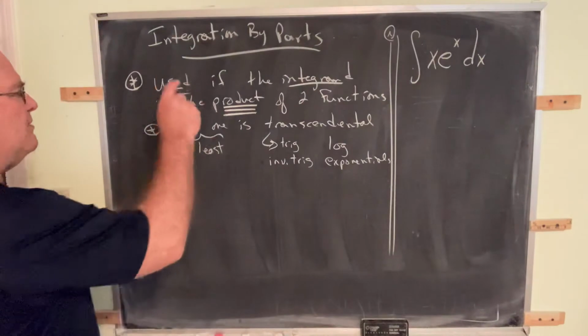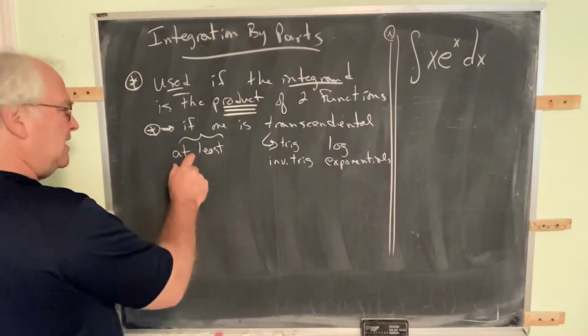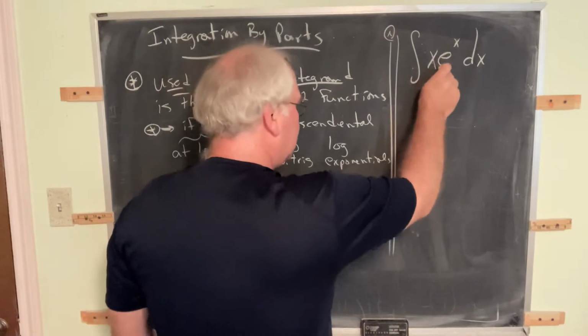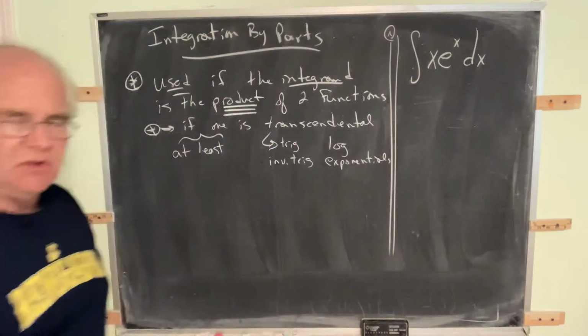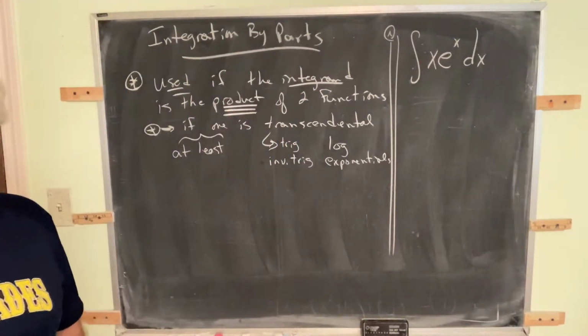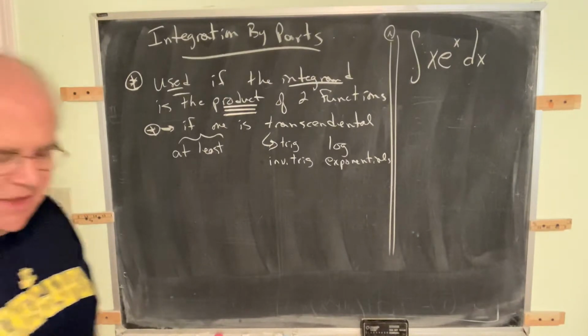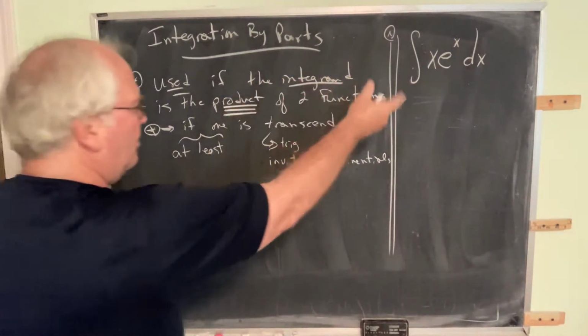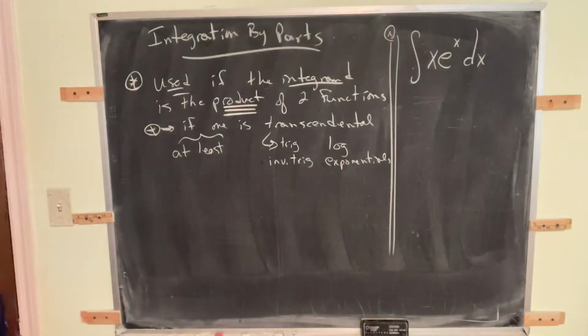And so if we have the product of two functions, at least one of which is a transcendental function, well, I have x times e to the x. That's an exponential function. This is a prime candidate for integration by parts. As I said, this is the archetype. Almost everyone does this in Calculus 2 to illustrate integration by parts.